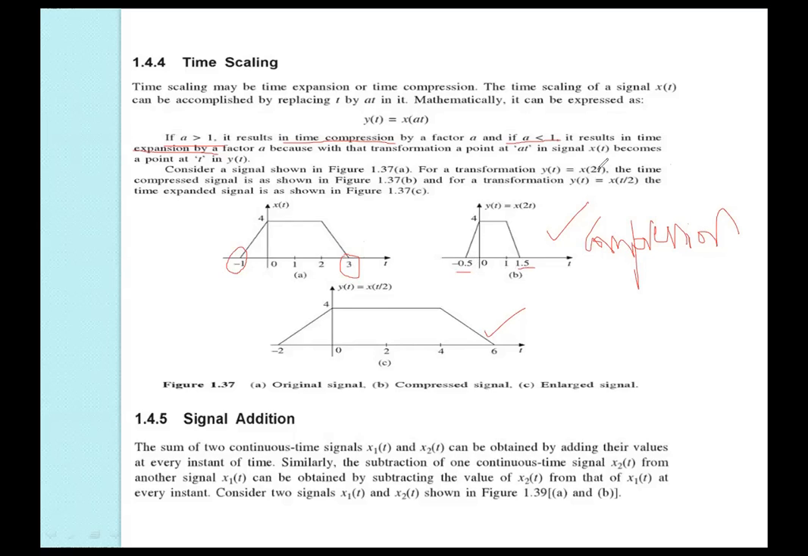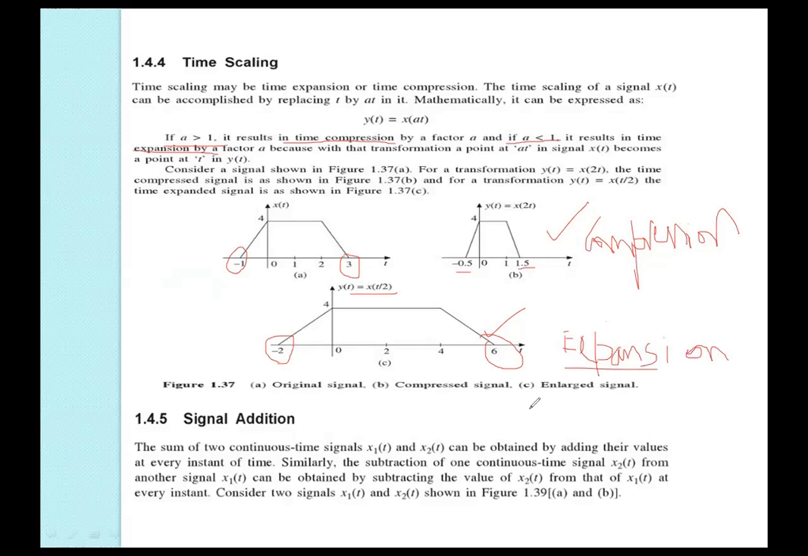Now, whenever the scaling factor A for t is greater than 1, the signal is compressed. Coming to the second one, A is less than 1, so t by 1 by 2. See here, the time changes from minus 2 to 6. It doubles the value: minus 1 doubles to minus 2, and 3 doubles to 6. Expansion occurs when A is less than 1, and compression occurs when A is greater than 1.